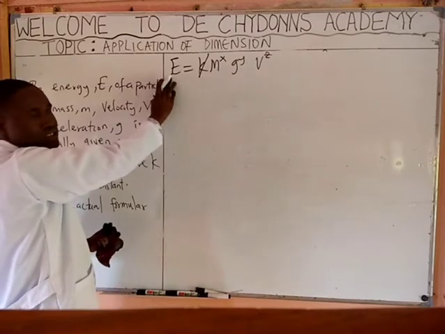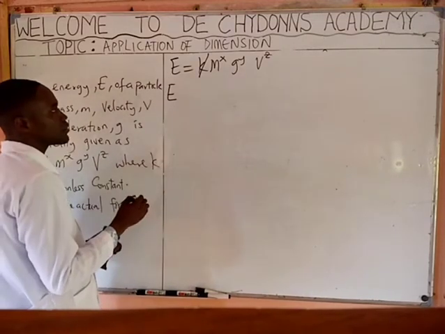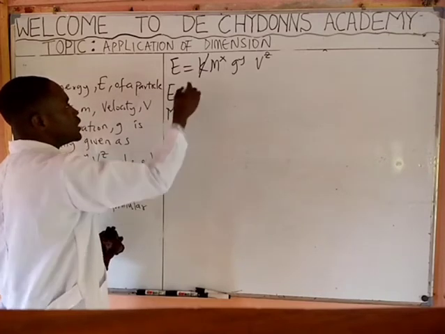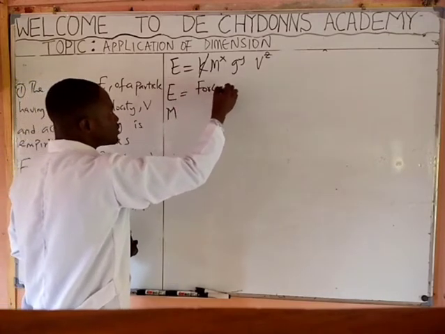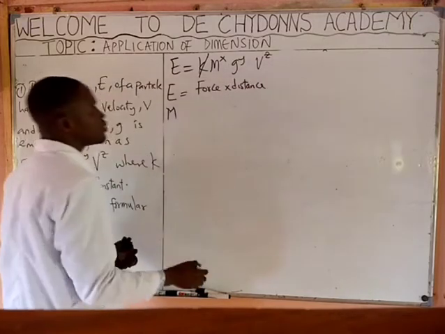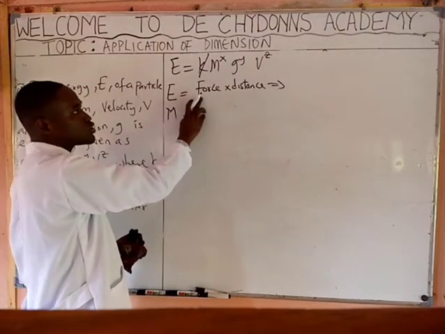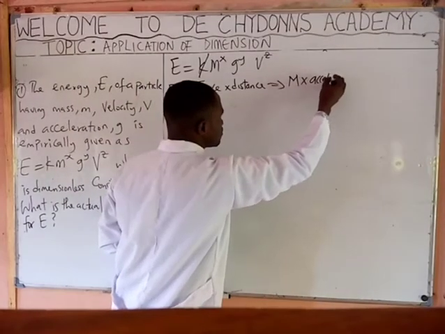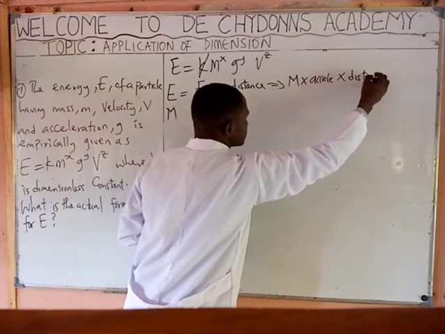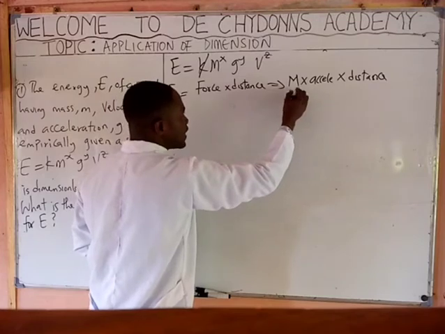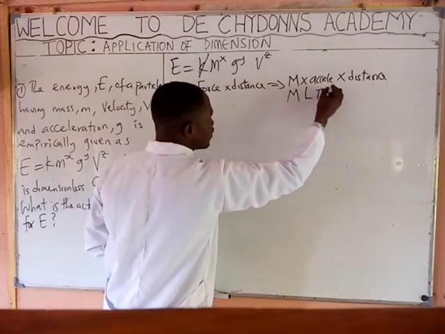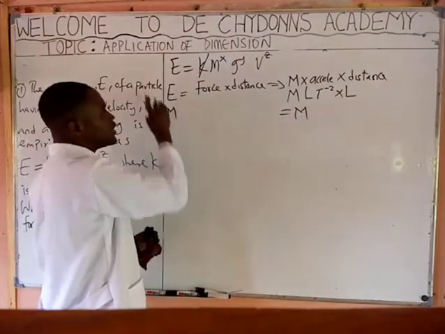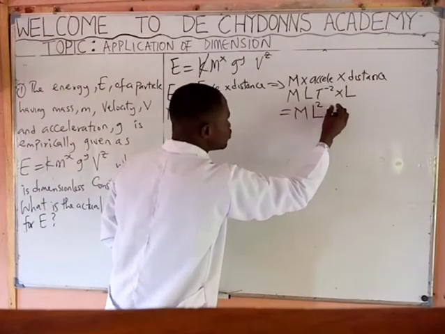This E is called energy. We have to get the dimension of energy. For energy, it has the formula force times distance. Then, what is the dimension of force? The formula for force is mass times acceleration, times distance. What is the dimension of mass? We say M. Dimension of acceleration, LT to the minus 2. Dimension of distance, L. So we will have the dimension of energy to be M, L raised to power of 2, T raised to power minus 2.